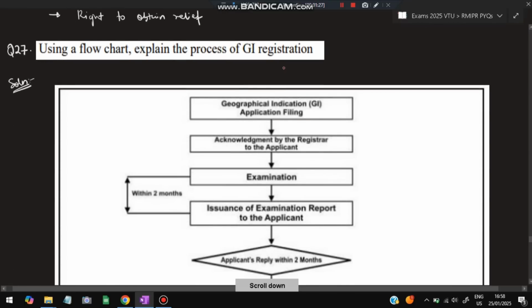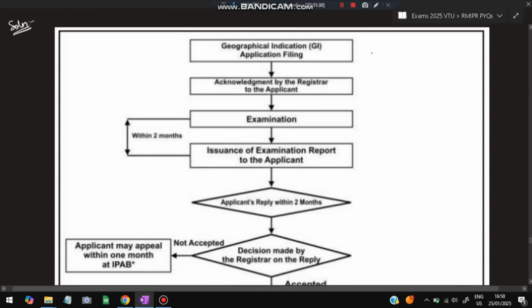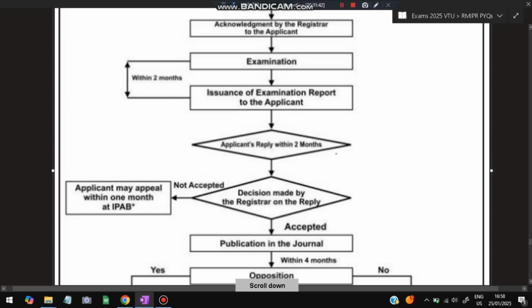Okay. Using a flowchart, explain the process of GI registration. All the process charts are very simple. First, the application fees. It starts from the application fees and acknowledgement by the registrar. The registrar examines it, and there is a 2 month time period in between, and the issuance of the examination report. The report is generated, and the applicants reply within 2 months, based on the issuance of the report.